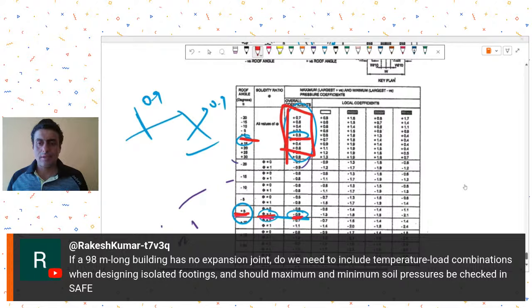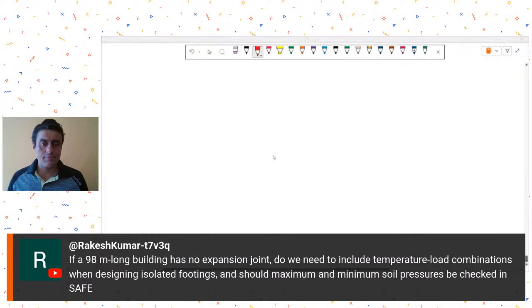Then Mr. Rakesh Kumar is asking, if a 98-meter long building has no expansion joint, do we need to include temperature load combinations when designing isolated foundations? And should maximum and minimum soil pressure be checked in SAFE?